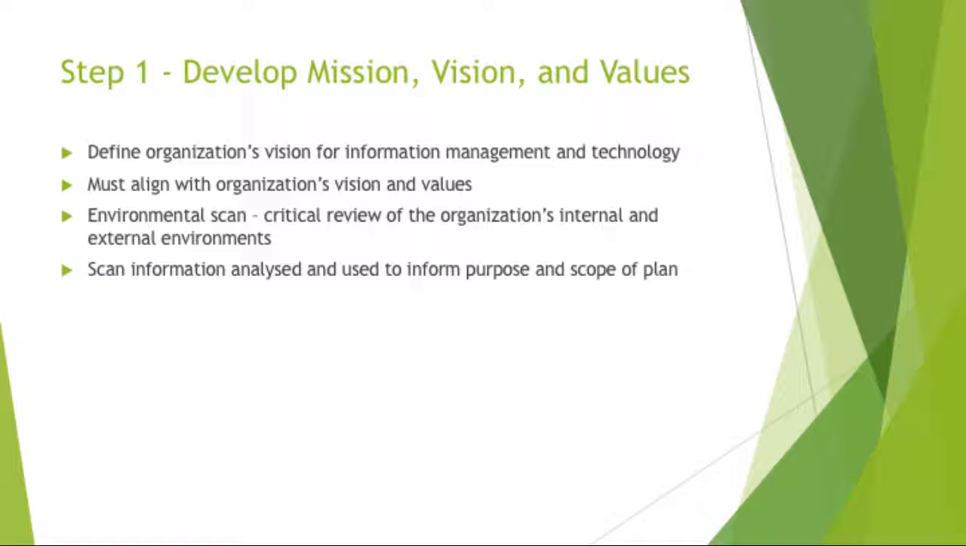Step 1, develop mission, vision, values. In this step, you define the organization's vision for information management and technology. This vision must align with the overall vision of the organization. For example, if the organization's direction is to make all of the various systems in the hospital interoperable with shared databases, you wouldn't want to develop a standalone system. In this stage, you typically conduct an environmental scan. This is a critical review of the organization's internal and external environments. Information gathered from the scan is then analyzed and used to inform the purpose and scope.